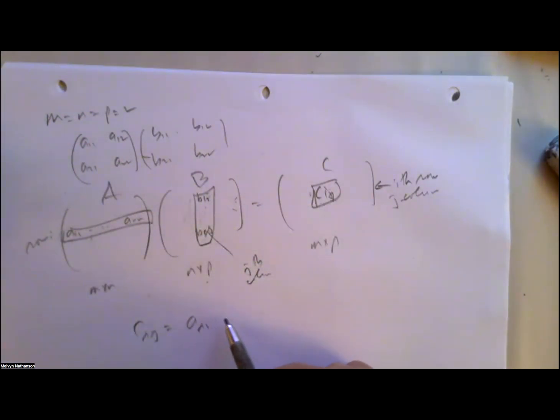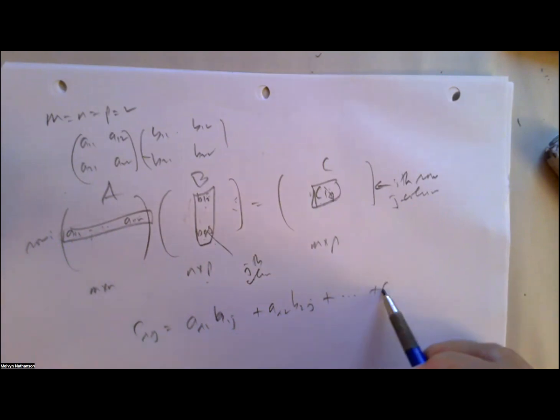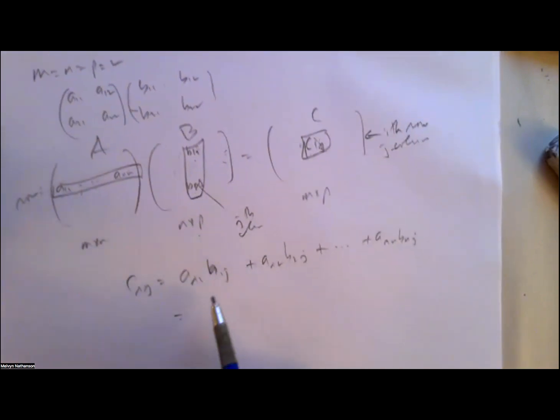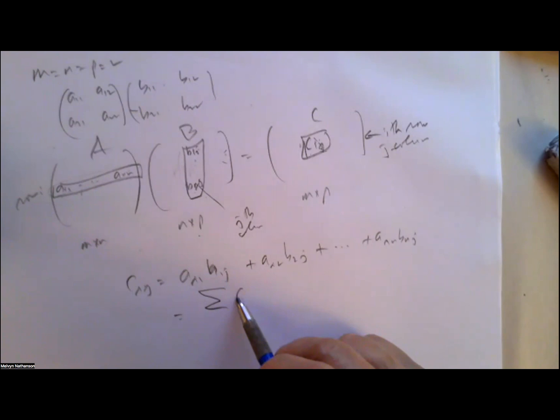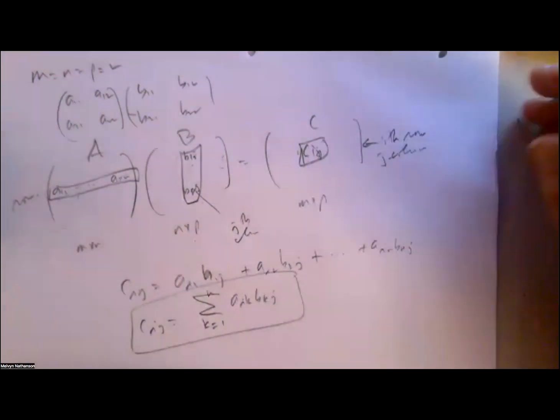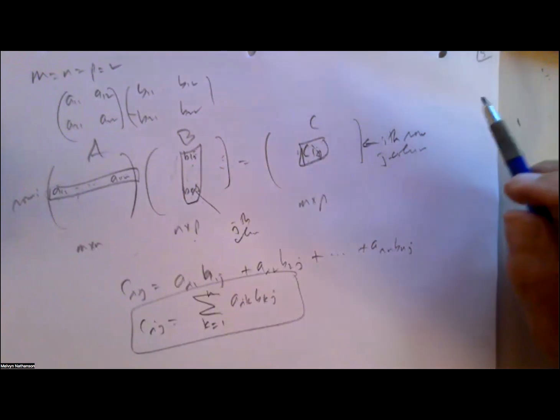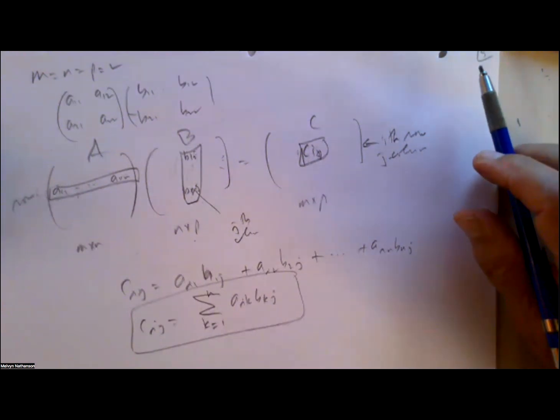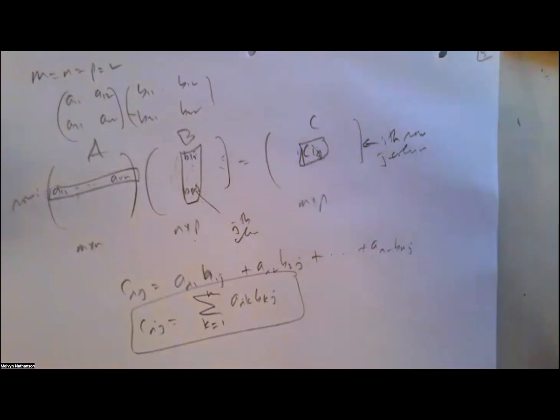It will be A_i1 B_1j plus A_i2 B_2j up to A_iN B_Nj. Or using sigma notation, this is the summation of A_ik B_kj, where k goes from 1 up to N. So you should memorize this formula. This is the formula for matrix multiplication. And you need to know how to do this in practice.